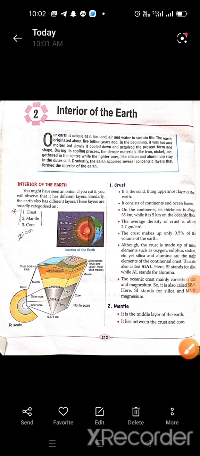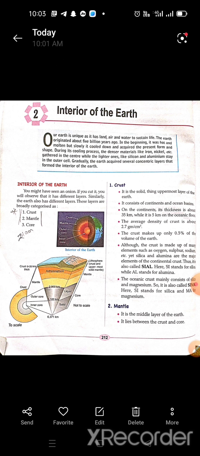Everyone, today we are starting our geography second chapter, which is Interior of the Earth. From the name itself, you can understand this chapter is going to discuss the things which are inside our earth, how the interior of the earth looks, and what its importance is. So these things we are going to read in this chapter. Okay, so let's start the chapter.